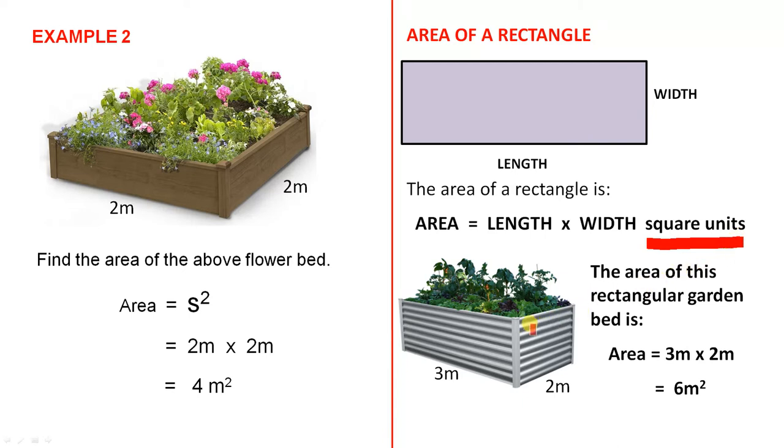Here is a rectangular garden bed. It has a length of 3 metres and a width of 2 metres. The area of this rectangular garden bed is area equals 3 metres by 2 metres, which is 6 square metres.